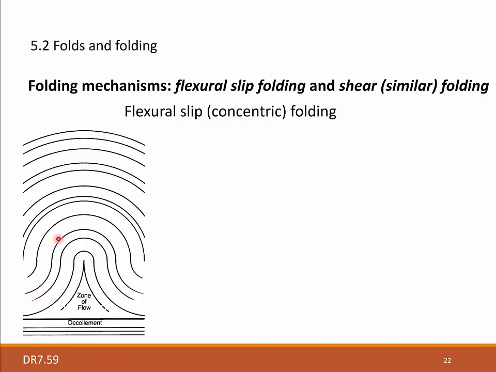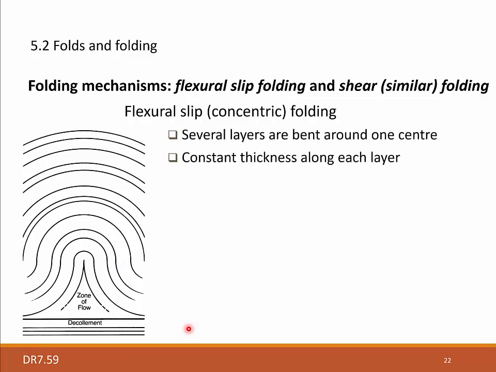Here we see an example of such a fold, and the characteristic of the fold is that several layers are bent around one center. We see here the center of the fold, and we see that all the layers outside are bent around the same center. Obviously, that is where the term concentric folds has its origin.